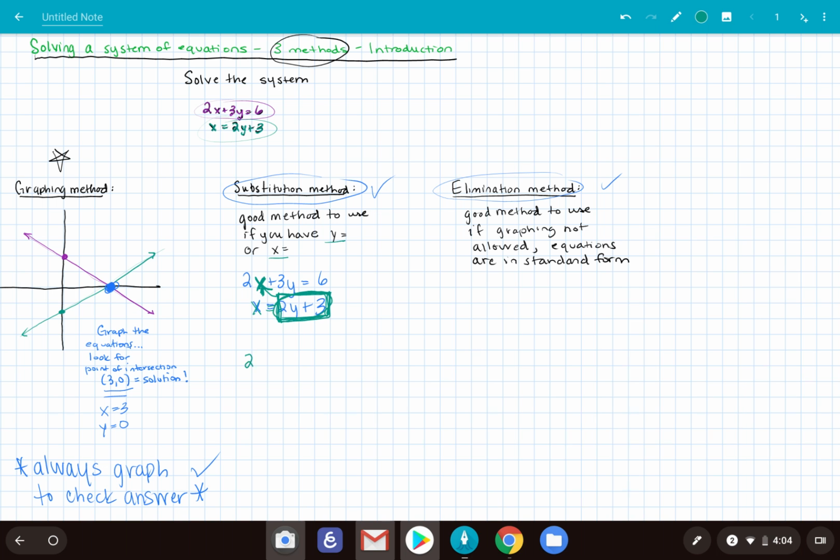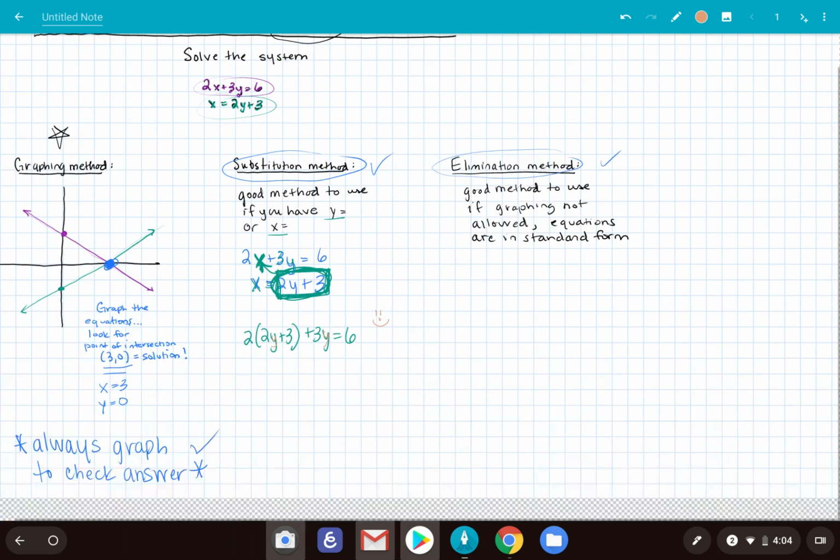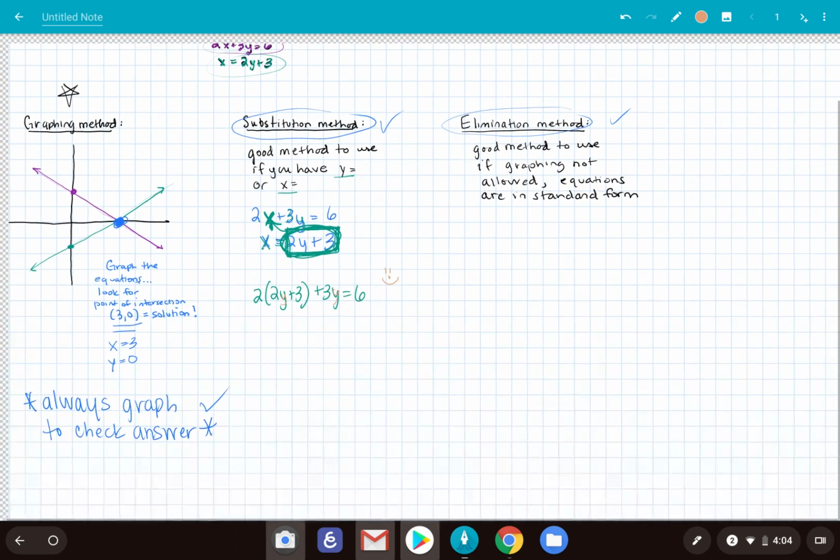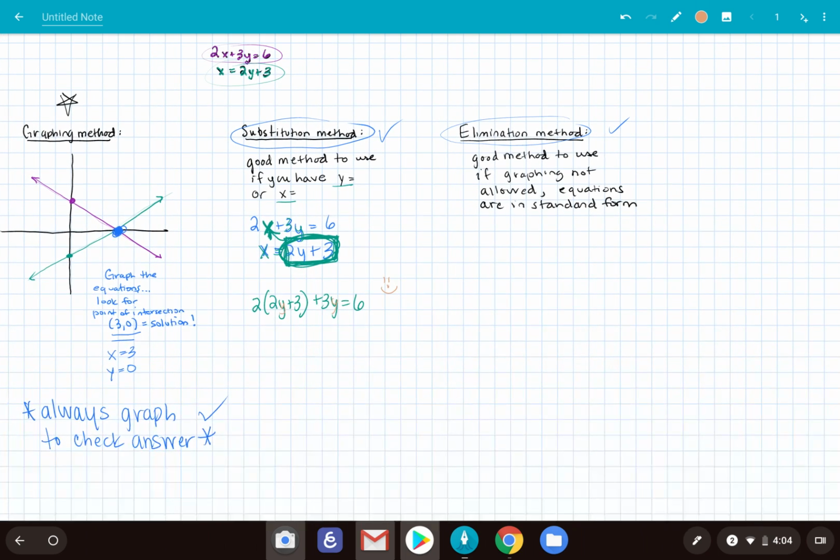So let's rewrite that top equation. Instead of 2 times x, I'm going to write 2 times (2y plus 3), and then just rewrite the rest of the equation. Hopefully you're noticing that you now only have y's. That's your only variable, and that's a good thing. The whole point of the substitution method is to get rid of one of your variables so that you can solve for something. So now we're just going to solve for y.